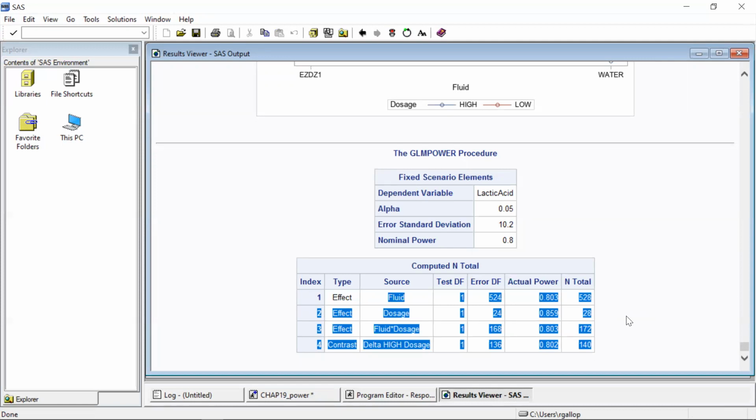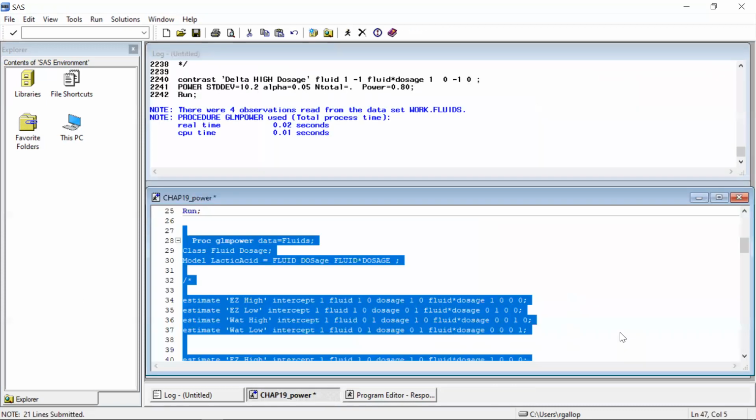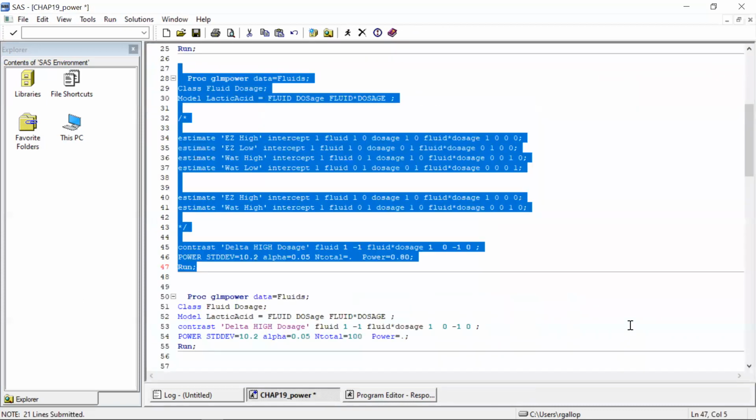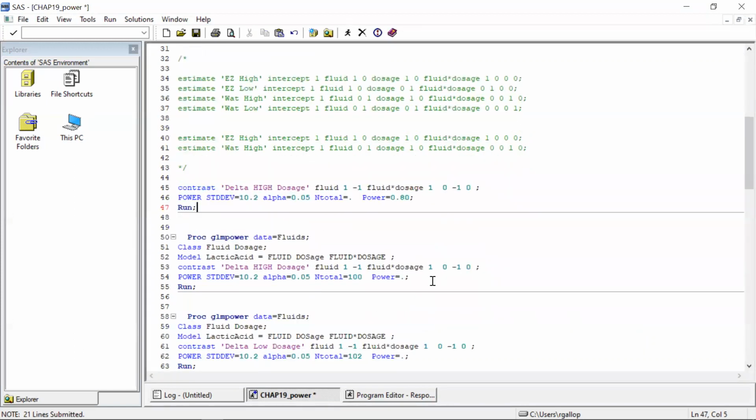So namely powering the on-average difference between easy DZ high and water high. So we need 140 per cell to have that significant contrast. So that's really a lot of stuff that we start getting into as we start moving forward, right? So we got that right there.